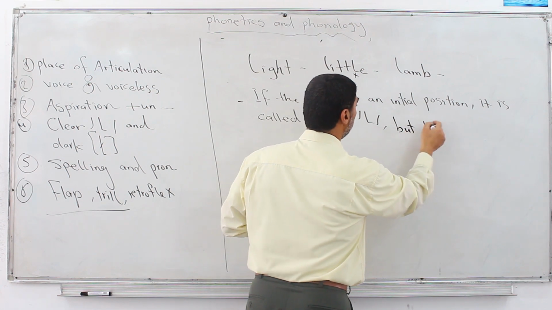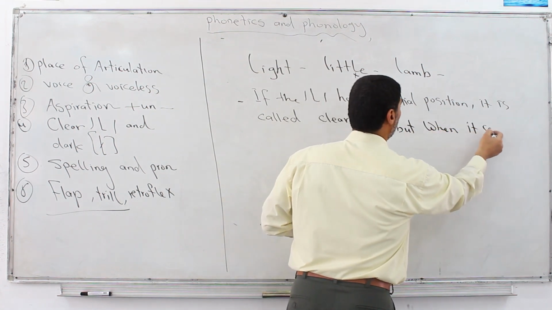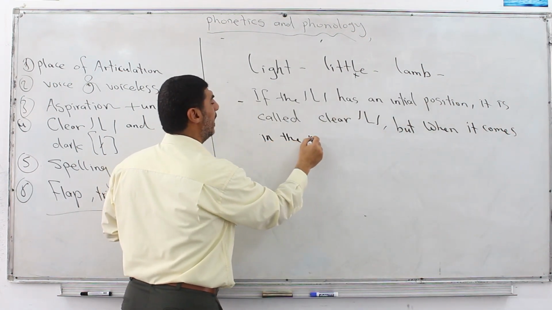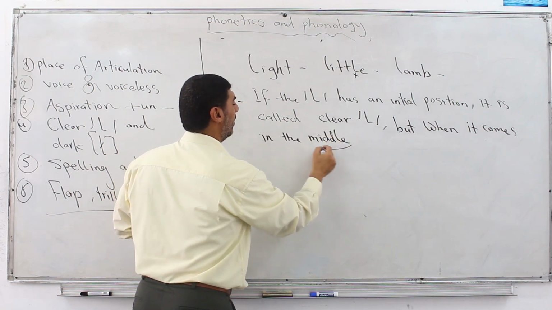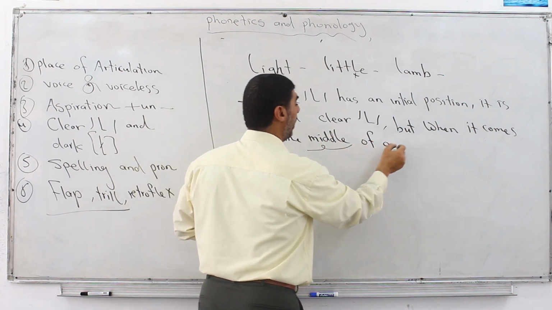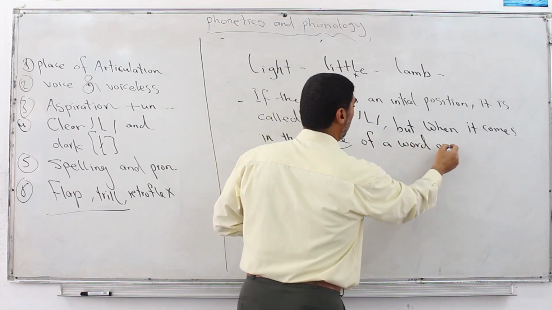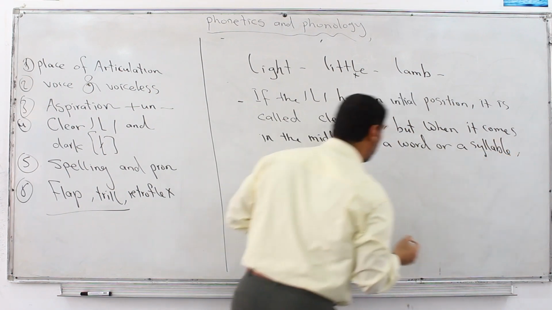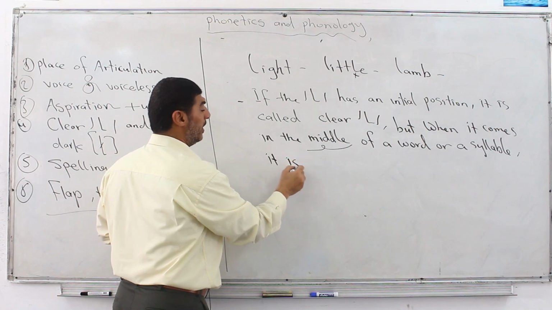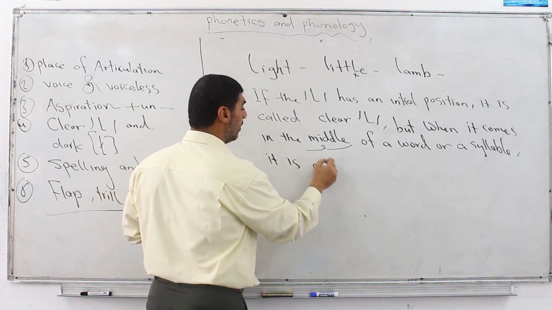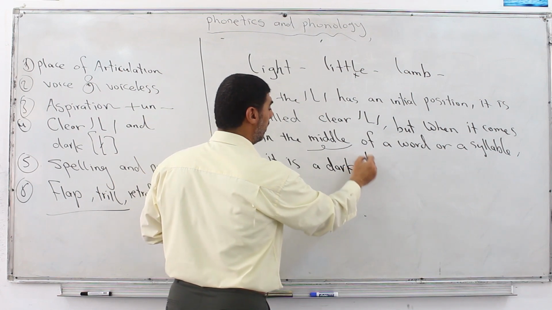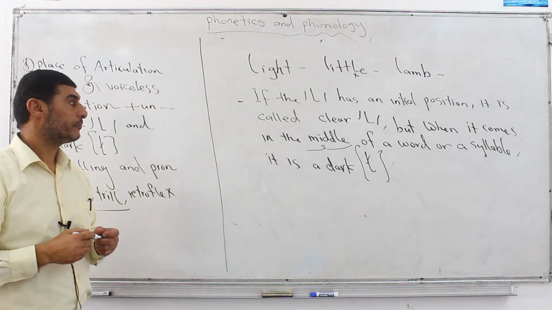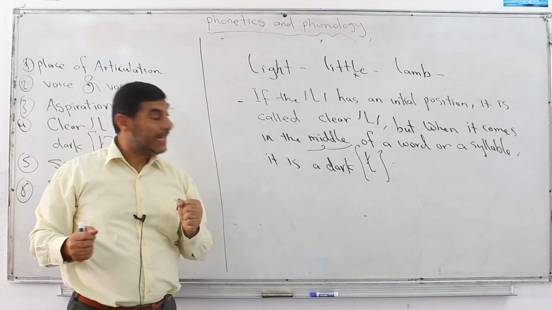But when it comes in the middle of a word or a syllable, then it is what? A dark, then it is dark la. It is dark la, not a clear la. Okay. So now the situation is very clear.